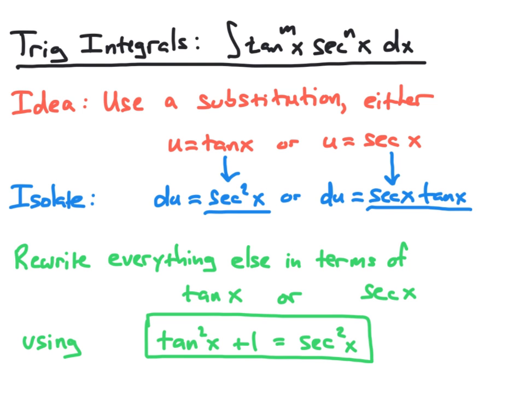And we can do that by using the trigonometric identity that says that the tangent squared of x plus 1 is equal to the secant squared. And so this will allow us to convert even powers of secant to powers of tangent, as well as, by subtracting 1 from both sides, converting even powers of tangent to powers of secant. So let's take a look at a few examples of this process.